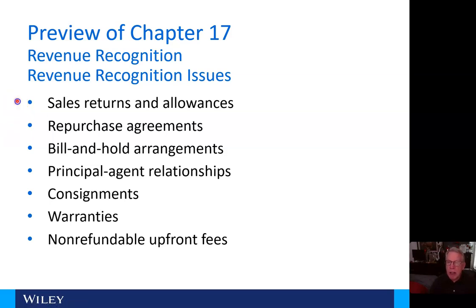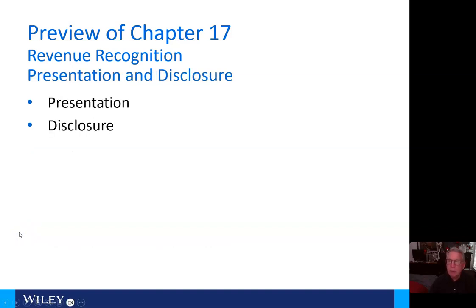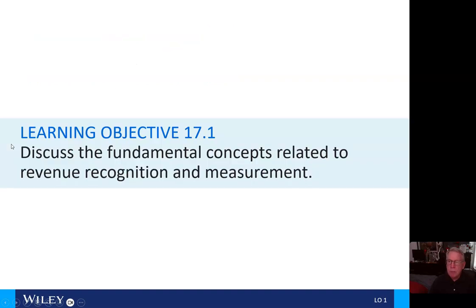We're going to take a look at sales returns and allowances, repurchase agreements, bill and hold arrangements, principal-agent relationships, consignments, warranties, and non-refundable upfront fees. And finally, we'll take a look at presenting and disclosing revenue. Okay, we'll get into the meat of the chapter. First, we'll discuss the fundamental concepts related to revenue recognition and measurement.